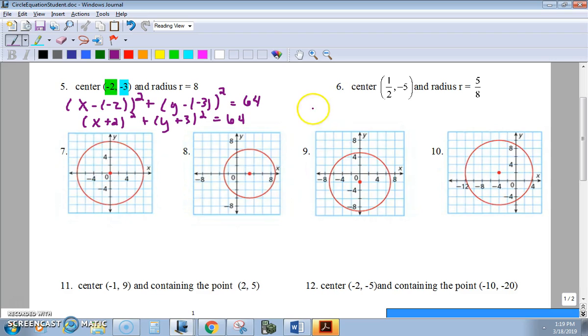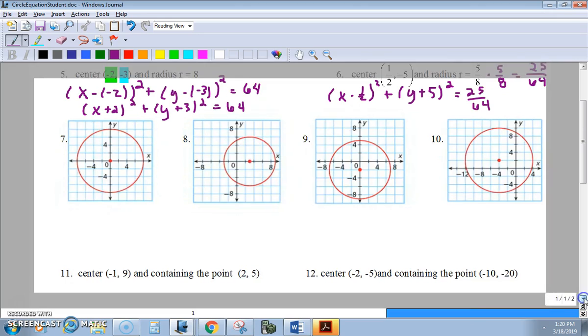Okay, over here we have fractions. Do not let that bother you, just roll with it. We're going to have x minus 1/2 squared plus y minus a negative 5, let's just do a shortcut here and say y plus 5 squared equals, and then don't let this fraction mess you up. If we square something, we just multiply it by itself, right? So 5 times 5, we multiply the numerators, we get 25. Multiply the denominators, we get 64. So we have 25 over 64. Okay?